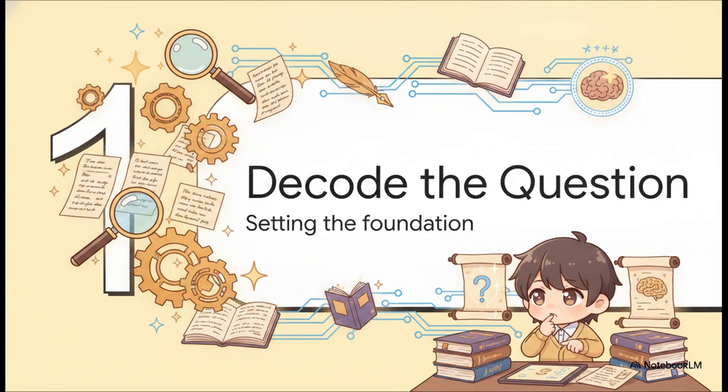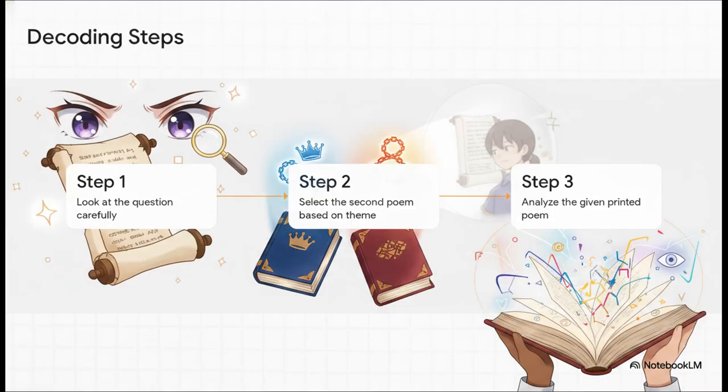Okay, starting with part 1, decoding the exam question. This is all about setting your foundation. Looking at the suggested order of operations from Save My Exams, step 1 is obvious, right? Look at the question carefully. But step 2, this is where so many students mess up. You absolutely must pick your second poem based purely on the theme, whether that's power, conflict, whatever. Do not just pick the one you happen to have memorized the best. Only after you've locked in that thematic match do you move to step 3 and start analyzing the printed poem.